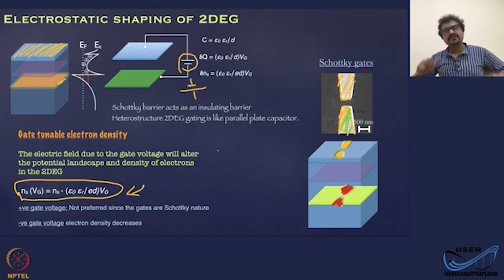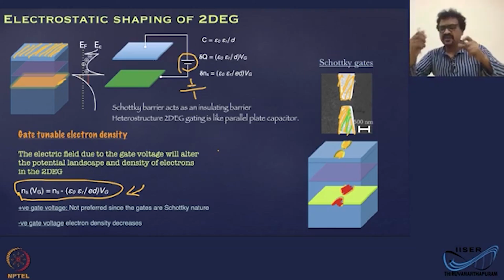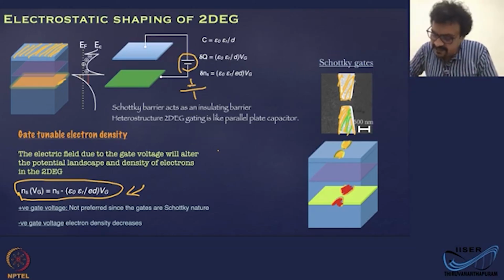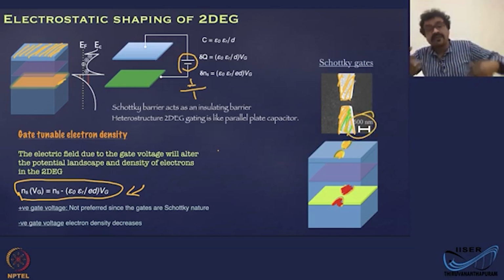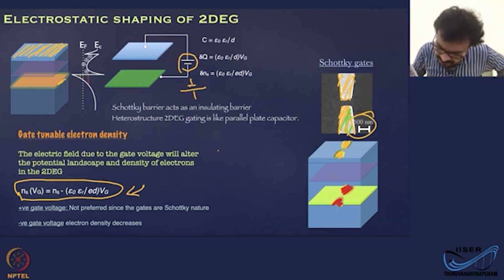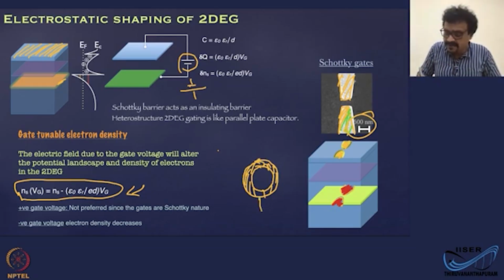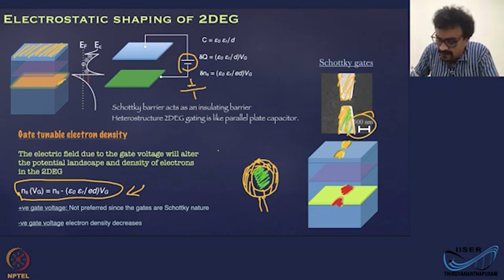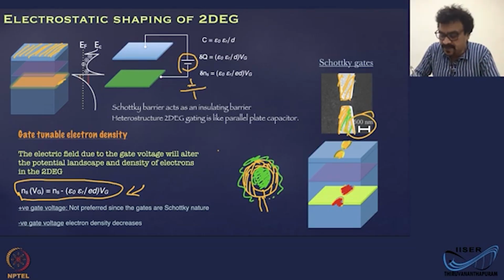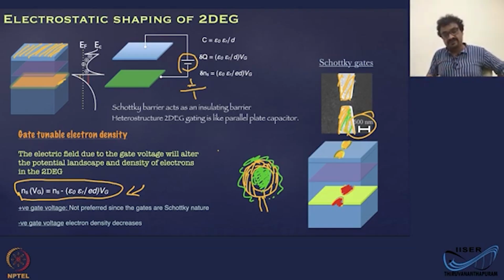So if you deposit gates at the nanoscale, for example, here what you have is a 500 nanometer scale, so you get a 500 nanometer constriction. If I deposit a gate of this shape, which is what we discussed, then in the sheet of electrons you get electrons outside, but no electrons inside. Now you've got an annular region where there are no electrons.